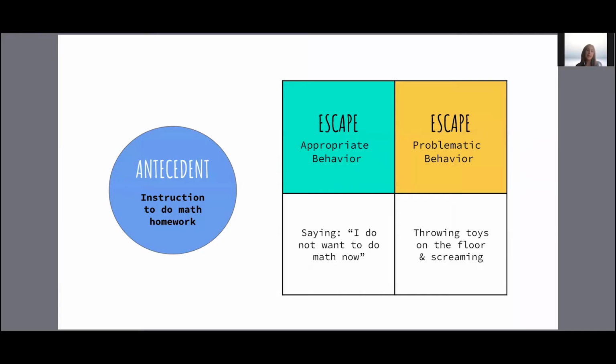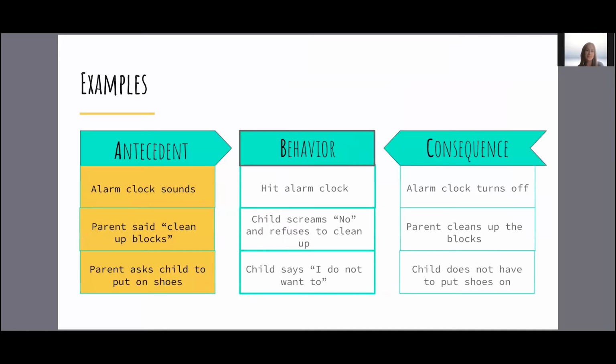So remember, behavior can be appropriate or problematic. And so if my antecedent is an instruction to do math homework, I could engage in an appropriate behavior to escape that task, and I could simply say, I don't want to do math right now. Or I can engage in a problematic behavior to escape it, which could be throwing toys on the floor and screaming. Let's look at some examples.